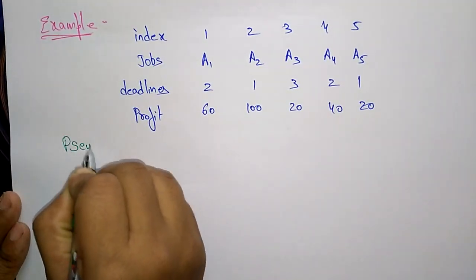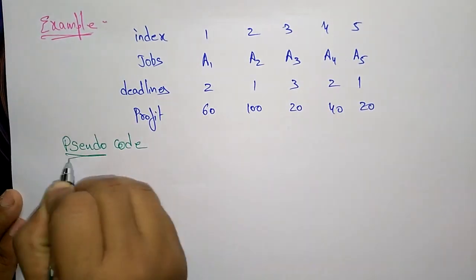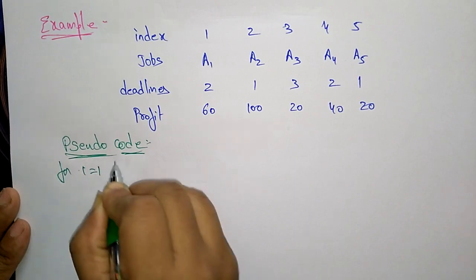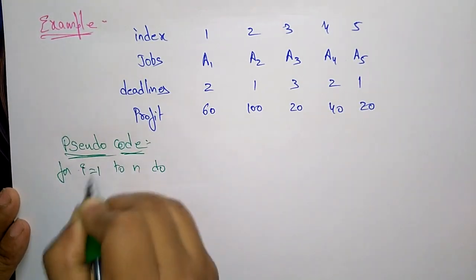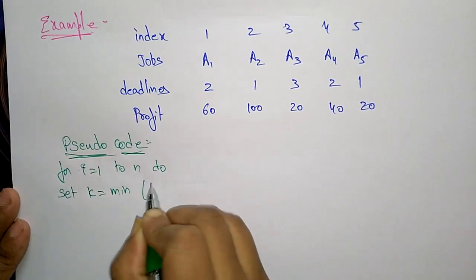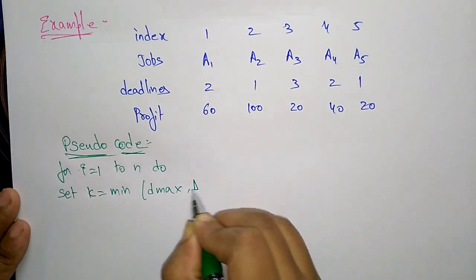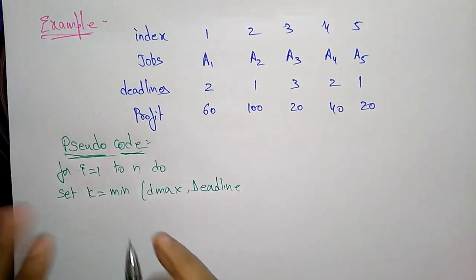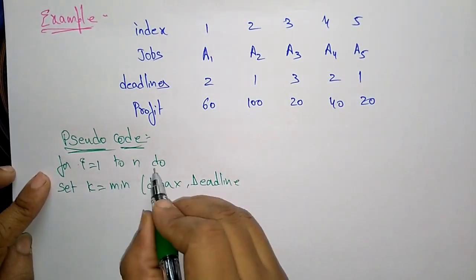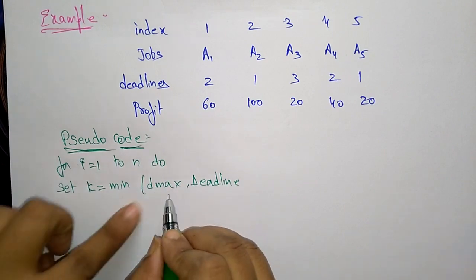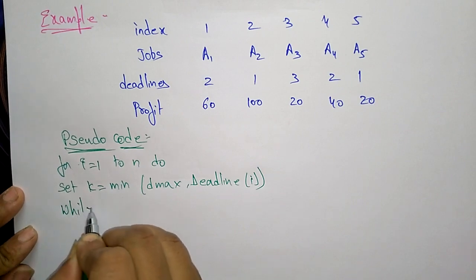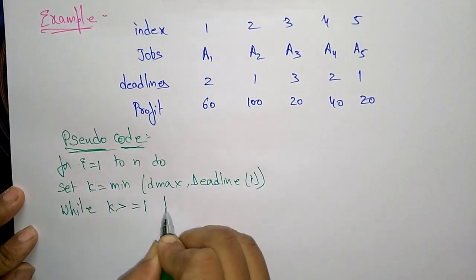First let me write the pseudocode. With the help of this algorithm, I will explain how we are going to calculate this problem. First I am simply writing the pseudocode, and after that I will explain with this example. For i equal to 1 to n do, set k equal to the minimum of dmax comma deadline of i. Now, while k is greater than or equal to 1, we have to do the following.